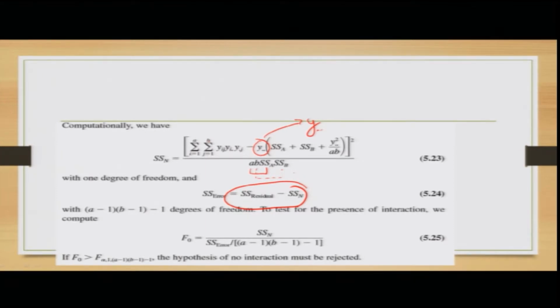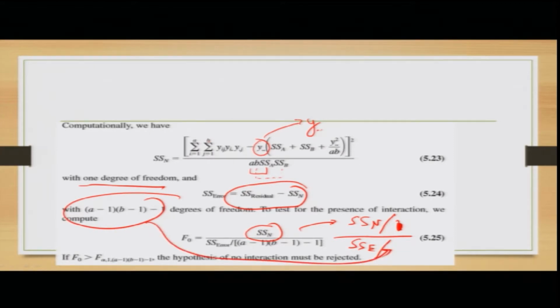To test for the presence of interaction, we find the F value under the null hypothesis, which is given by the ratio of SSN divided by its degrees of freedom, which is 1, divided by SSE by its corresponding degrees of freedom, which is coming from here. So you find the F value and test whether you accept or reject.